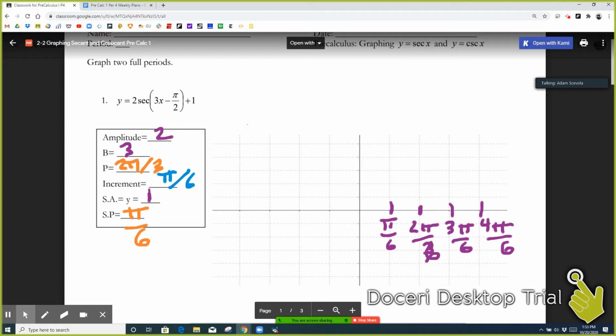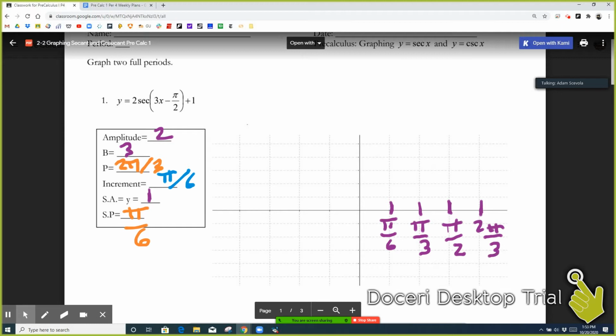I'm going to simplify these. So 2 pi over 6. So pi over 6 with pi over 6 is 2 pi over 6. That reduces to 3 pi over 6. And then, pi over 3. And then this would be 3 pi over 6, which reduces to pi over 2. Then this would be 4 pi over 6, which reduces to 2 pi over 3.